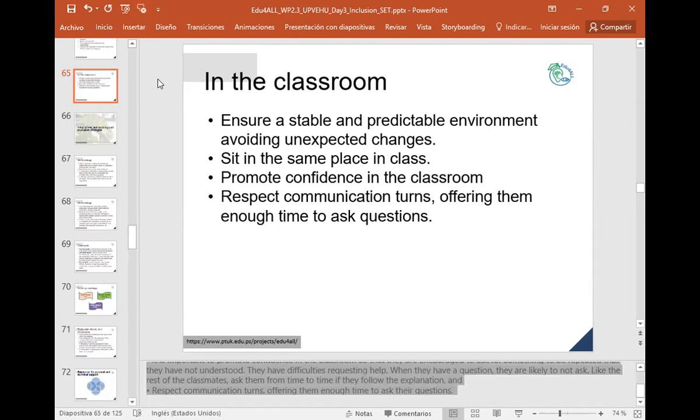In the classroom, it will be necessary to ensure a stable and predictable environment in which they feel safe, avoiding unexpected changes. They may feel more comfortable when always sitting in the same place in class. It is important to promote confidence in the classroom so that they are encouraged to ask for something to be repeated that they have not understood. They have difficulties requesting help. When they have a question, they are likely to not ask. Like the rest of the classmates, ask them from time to time if they follow the explanation, and respect communication turns, offering them enough time to ask their questions.